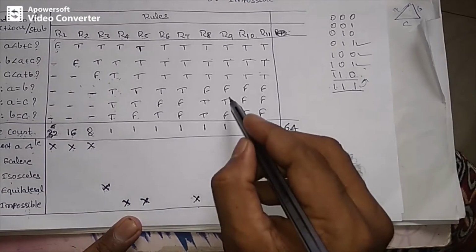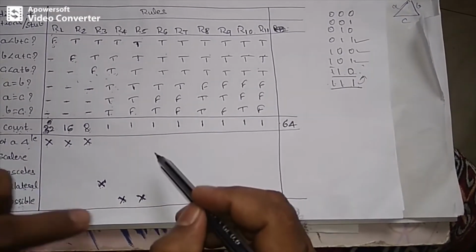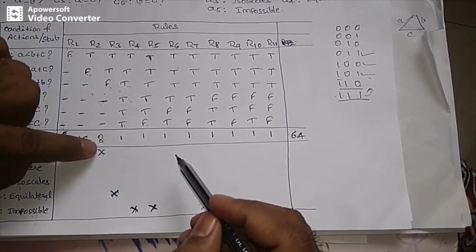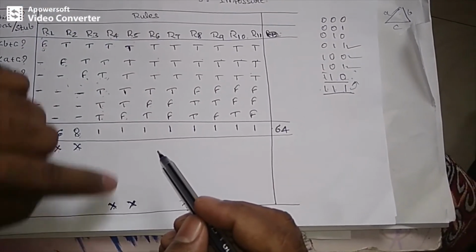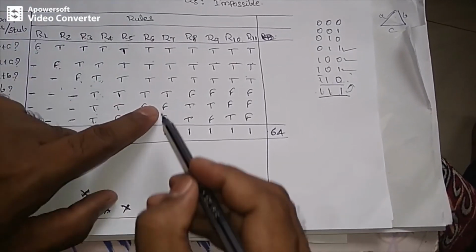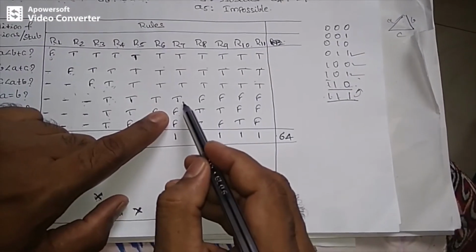Then is there anything true, true, false? Check. Done. Then this column entry is over, this column entry is over, and so on for all of these columns. Now I need to go for R7. In R7 I have 2 false and 1 true.